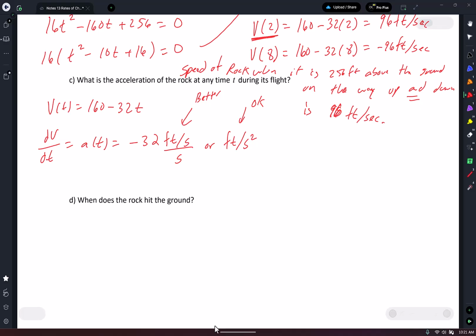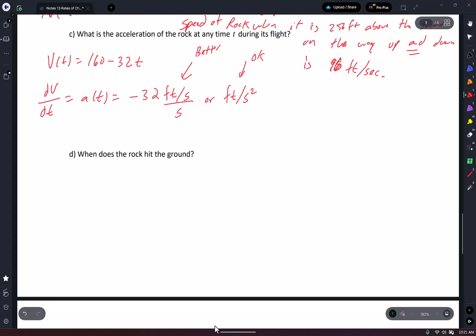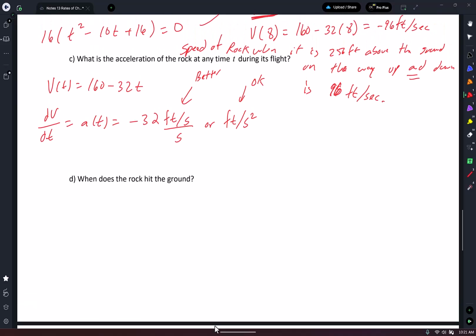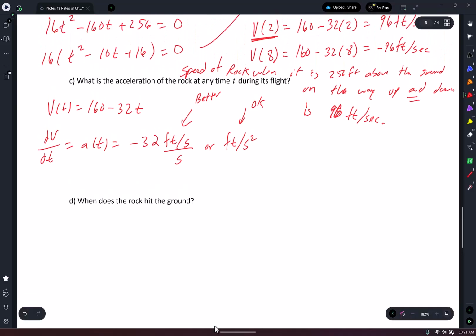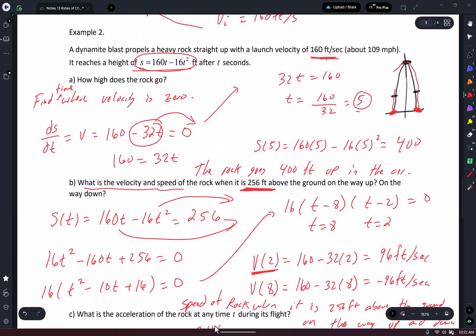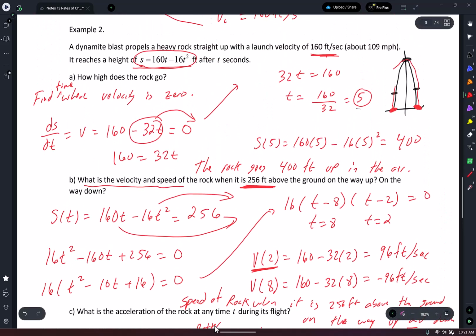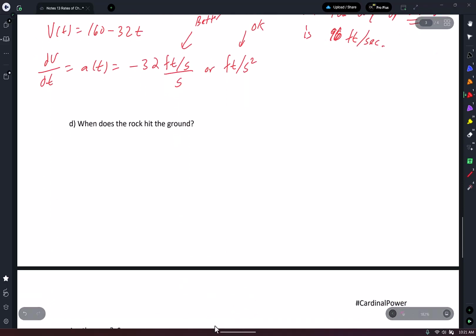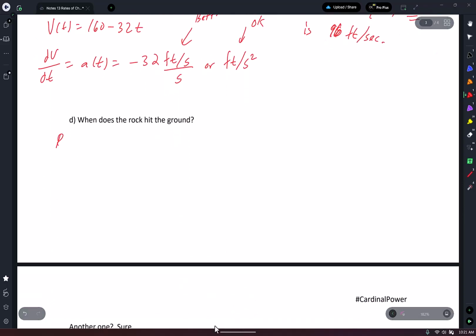All right. When does the rock hit the ground? Well, I'll show you with algebra in a little bit. But if it takes 5 seconds for me to reach the highest point, it's going to take another 5 seconds to reach the ground. So when does the rock hit the ground? 10 seconds. Rock hits the ground in 10 seconds.